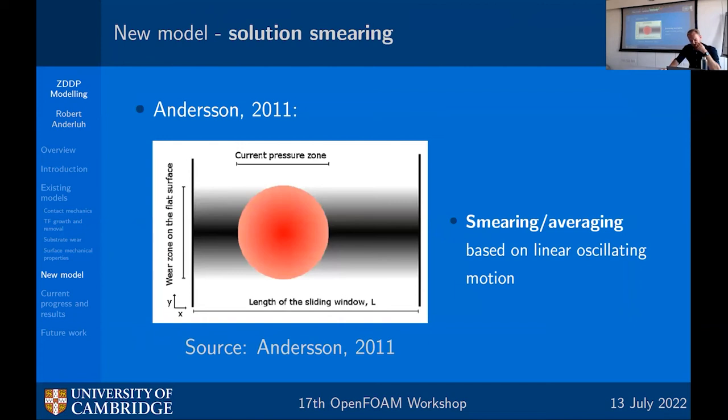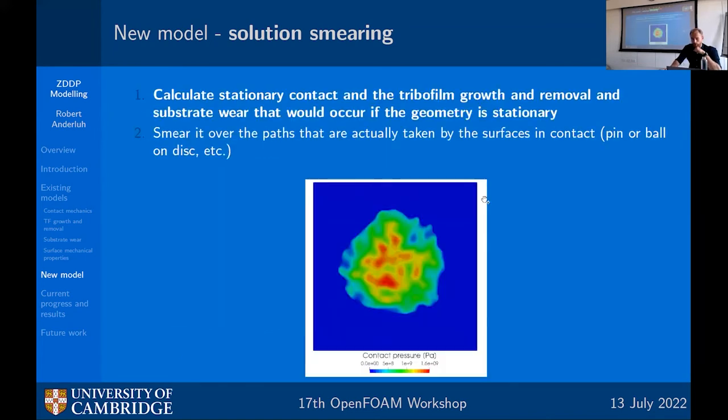So basically, the contact mechanics model solves for a stationary case, but the thing is that your domain is actually moving around. So Andersson in 2011 implemented a procedure for a ball on flat plate experiment where he would calculate the contact mechanics aspect, so solid contact, and then he would smear it out over the actual movement path of the ball on the disk, and that was successfully used to model purely the wear on the plate.